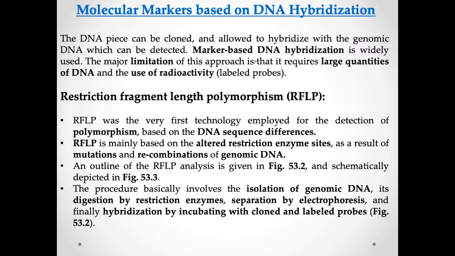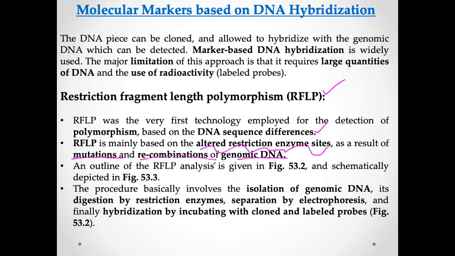Under this comes your first marker, RFLP, that is restriction fragment length polymorphism. RFLP was the first technology employed for the detection of polymorphism based on DNA sequence differences. RFLP is mainly based on altered restriction enzyme sites, as a result of mutations and recombinations of genomic DNA.